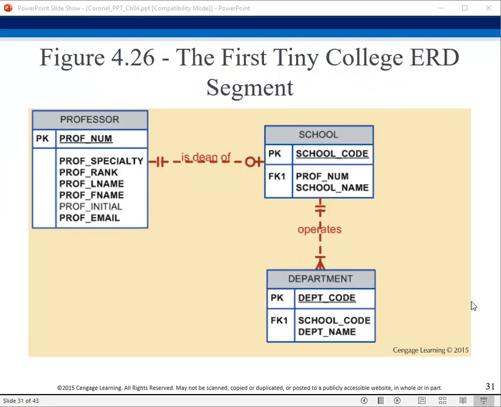So, of course, we have our university database, and we'll just look at a small segment at a time of it. And we have an instructor table and a school and department table. So a professor is going to be a dean of a school, and a school will have many departments.